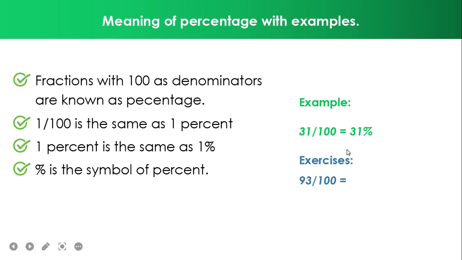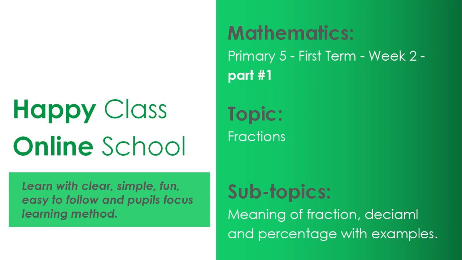Now can you guess the answer for 93 over 100 and 81 over 100? If you're able to, you can pause the video and do it now. So the answer for the first one is 93%, because we say 93 over 100 is 93%, and 81 over 100 is 81%. So that's the end of the video.